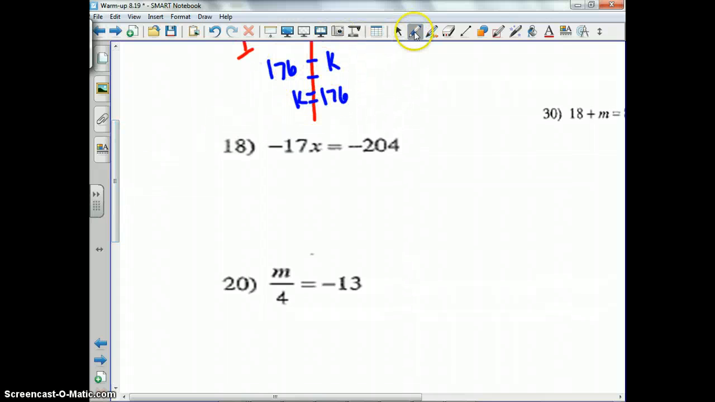Let's do the next one. Oh, the last step was writing the answer. So copy the problem, show the inverse, write the answer on all these. We're going to draw our line here.